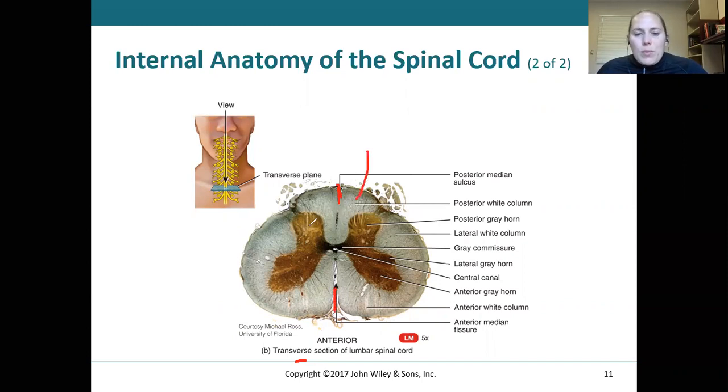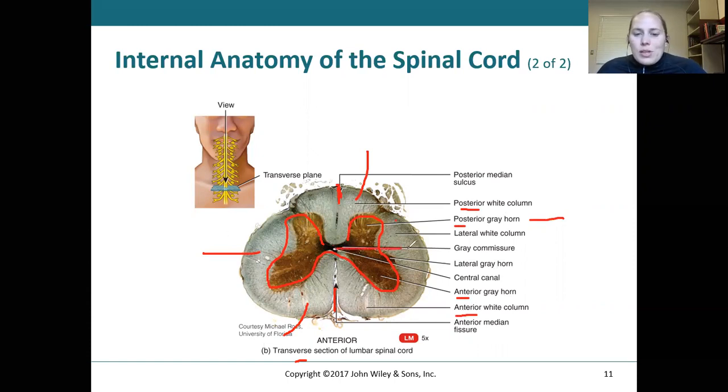You can see all of this white matter around the outside of the spinal cord. And then here you can see all of that gray matter. If we break it down into posterior and anterior, recognize that this is your posterior here, which correlates to both your gray horn and your white column. And then you have your anterior gray horn and your anterior white column. So just make sure you feel comfortable with those orientations.